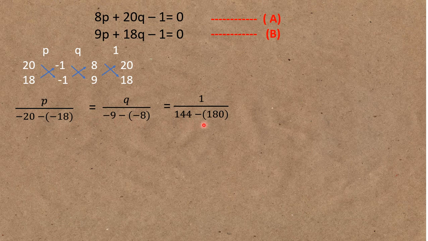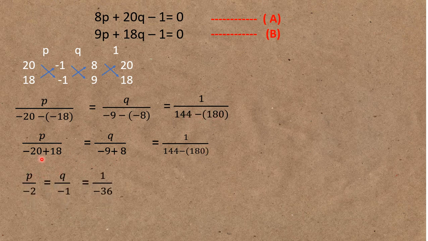Solving the denominators in all the terms, we get p upon minus 20 minus and minus, this is plus 18, minus 9 minus and minus, again it has become plus 8, and this is 144 minus 180. So for the simplification we get p upon minus 2 is equal to q upon minus 1 is equal to 1 upon minus 36. Now we can equate: in the first term the variable is p, in the second term the variable is q, and the third term is the constant term, and all the three terms are equal.